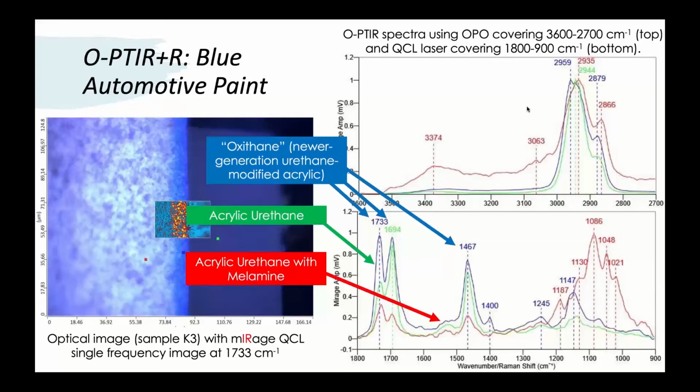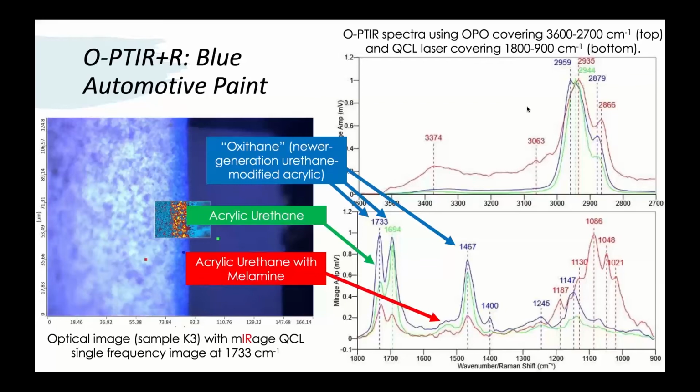Now, some acrylic urethanes, such as the layer in red, do contain a small amount of melamine, which we could see based on the 1550 wave number broad band, which is due to the triazine ring. Variations in the relative amounts of these components will produce differences in the resulting spectra, which then could be used for comparing a known and a questioned sample.